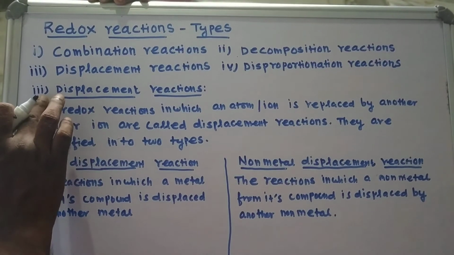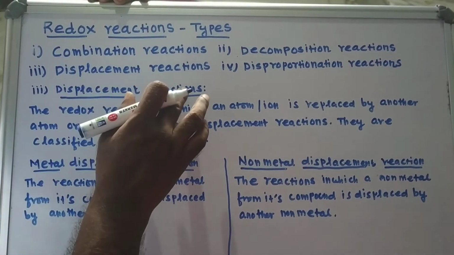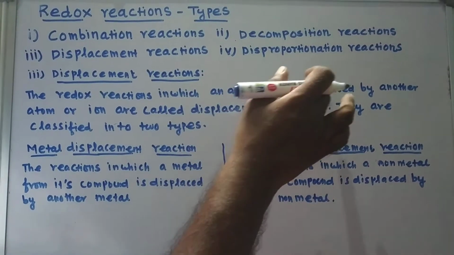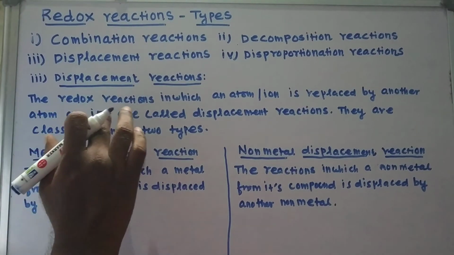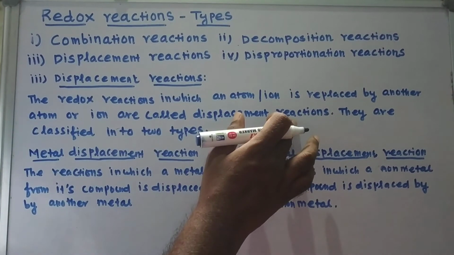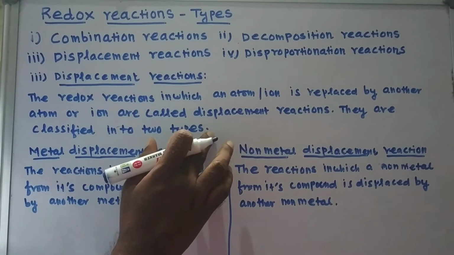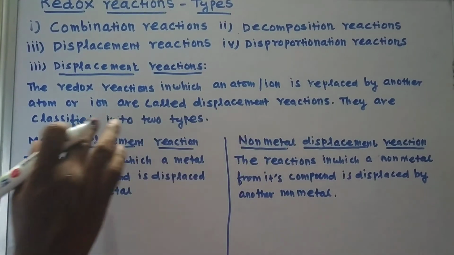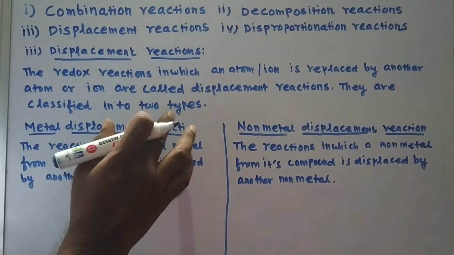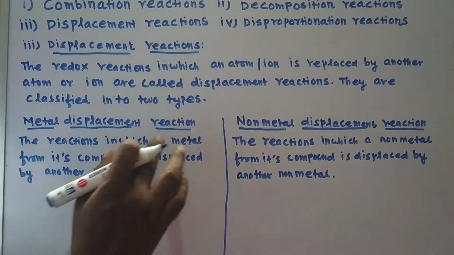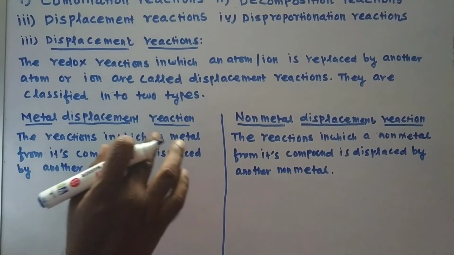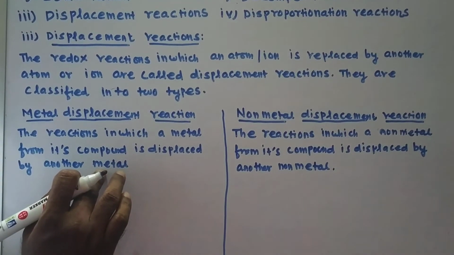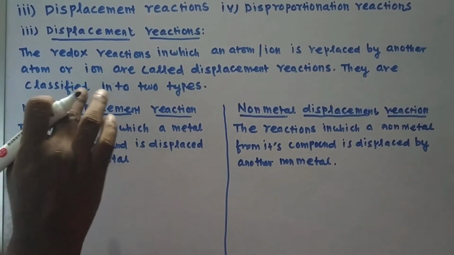Okay, students. Third, we are going to discuss displacement reactions. The redox reactions in which an atom or an ion is replaced by another atom or ion are called displacement reactions. They are broadly classified into two types: metal displacement reactions and non-metal displacement reactions. First of all, we are going to see metal displacement reactions. The reaction in which a metal from its compound is displaced by another metal is called a metal displacement reaction.